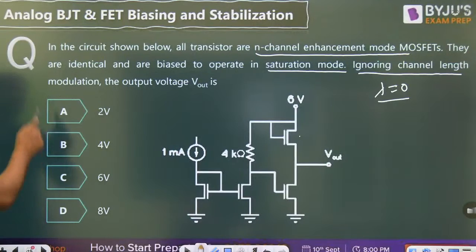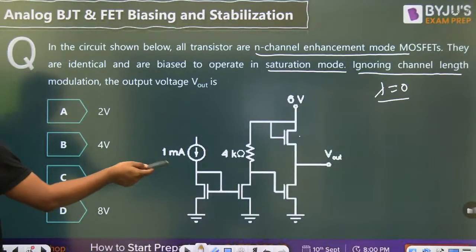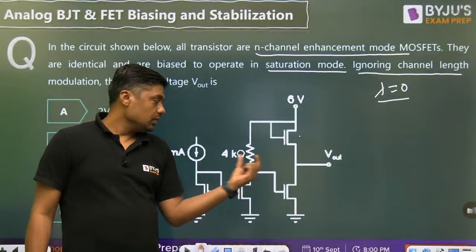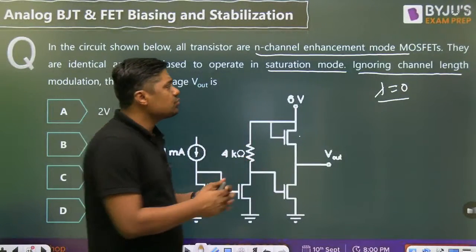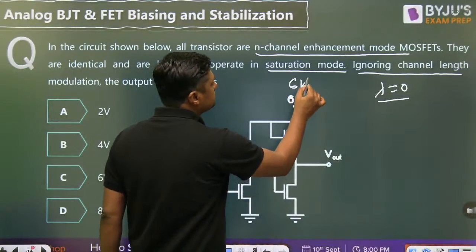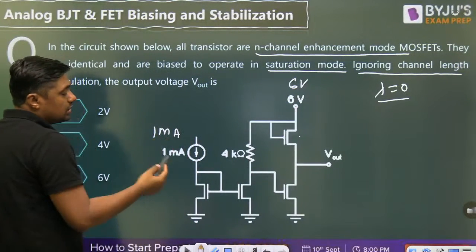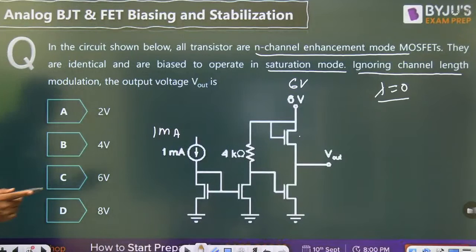Now in the circuit shown, we have identical transistors. We have to find V out. A 4 kilo ohm resistor is connected, a 6 volt battery is connected here, and 1 milliampere current is given here. And how are we going to solve this question? Very, very simple one.